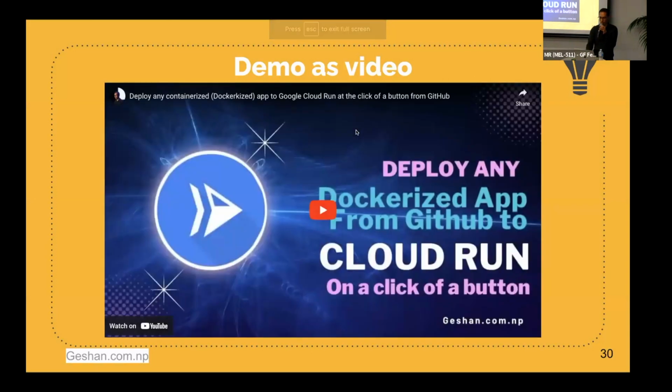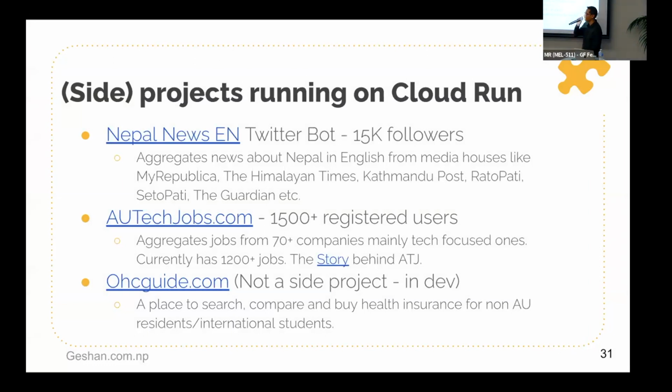That is if the demo gods did not listen to my prayers, I had a backup. Now I do run some of my side projects on Google Cloud Run. One of them is Nepal News English, which is a Twitter bot that has 50,000 followers. Probably it's dying right now because of all the restrictions X has on their APIs. It would pull news from 40, 50 sources and push it on Twitter, but probably not many updates these days. Not because of anything technical, but because Elon Musk and X decided to restrict the APIs to a point that it is basically dying.